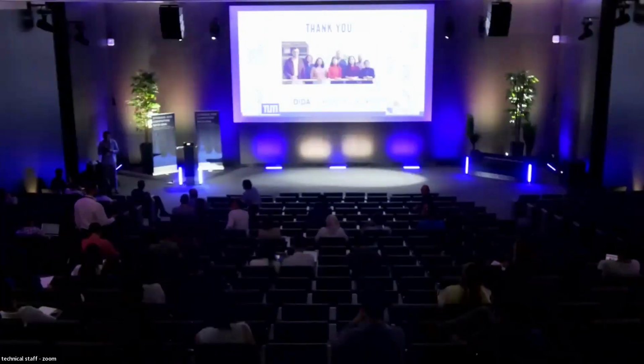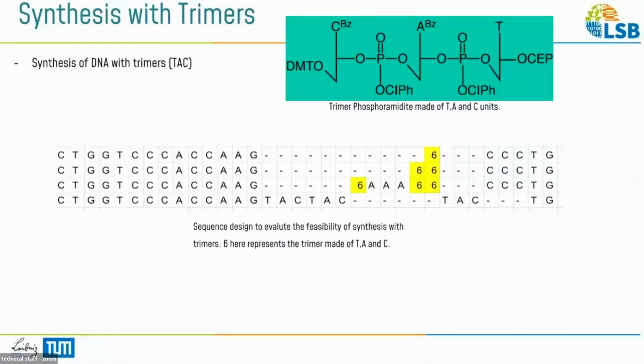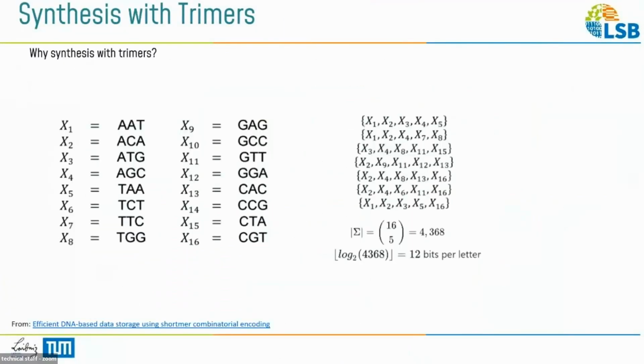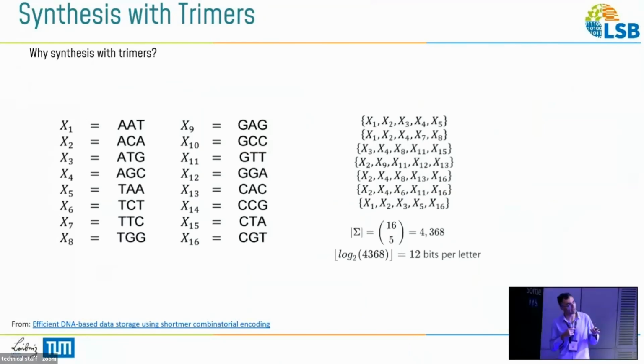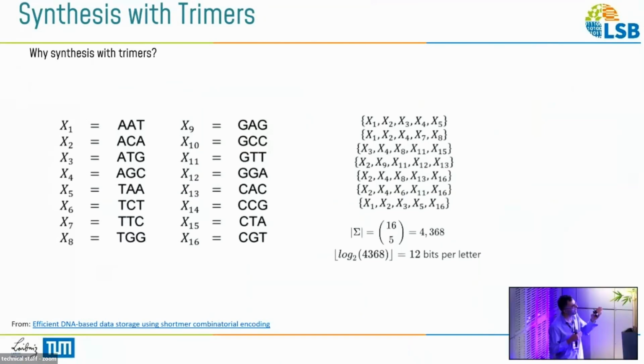So what potential do you see in the trimers themselves? The trimer, as I explained, increases the density of the data that we can store here. For example, if I use ACGT, we only have 4 letters. But if we use this method, we have more than 4,000 letters, and it increases the density of storing data.